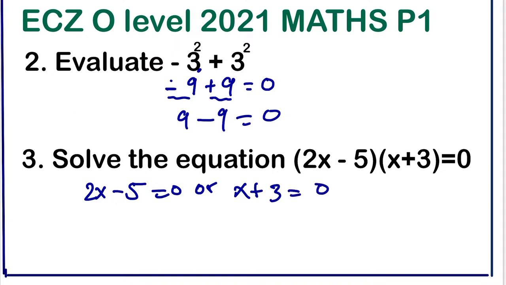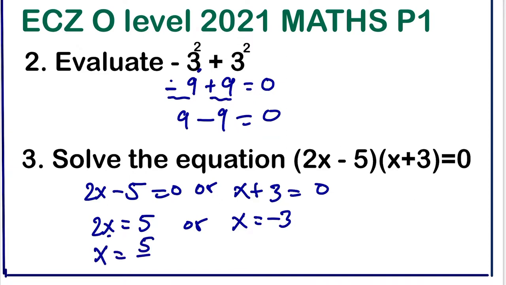So this will give us 2x. This is minus 5; when it crosses the equal sign, it becomes plus, so this will be equal to 5. Or we have x plus 3; when it crosses the equal sign, it becomes minus 3. We can further simplify this to get the value of x. x will be the same as 5 divided by 2.